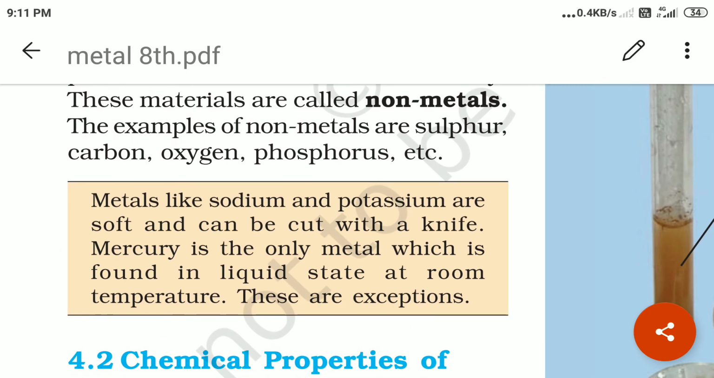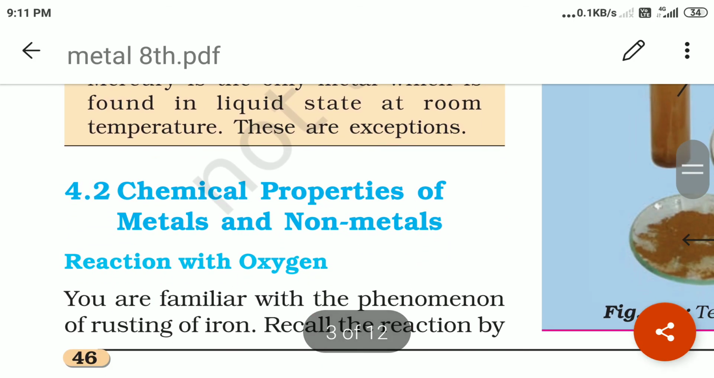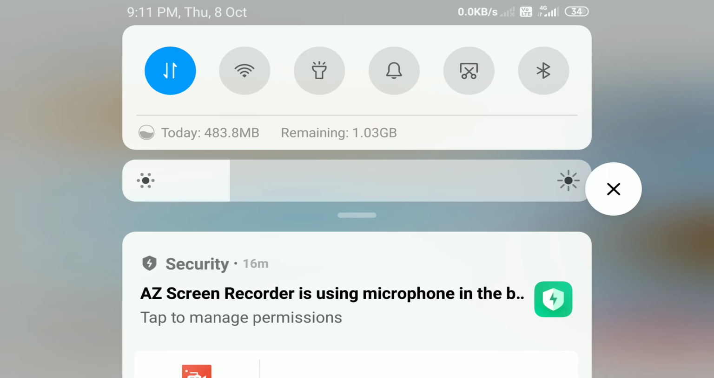Metals like sodium and potassium are soft, not hard, and can be cut with a knife. Mercury is the only metal which is found in a liquid state at room temperature. This is the exception. The chemical properties of metals and non-metals we will study in the next period. We stop here.